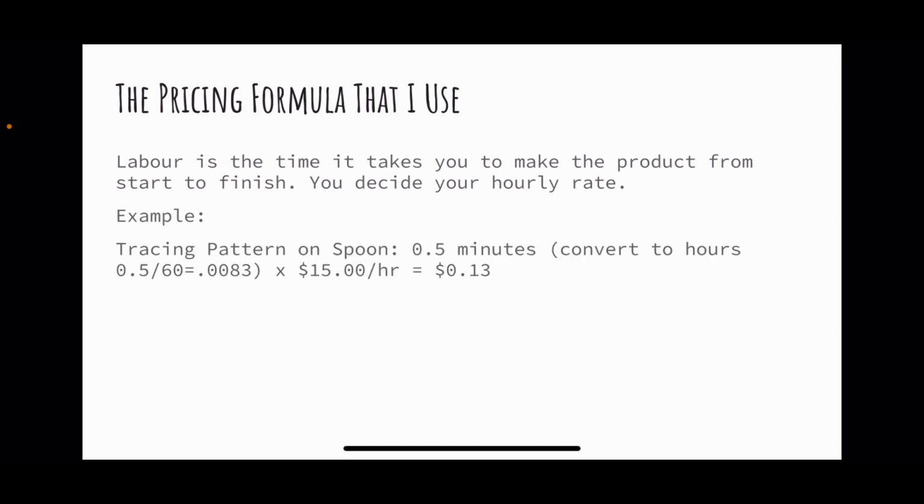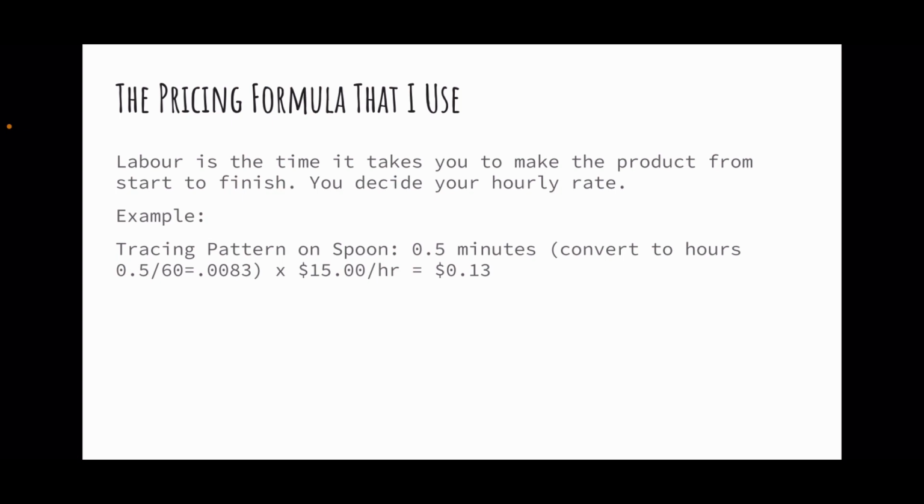All right, so for our example continued, there's going to be 3 steps involved with this. So tracing the pattern on the spoon typically takes me about half a minute. We need to convert this to hours. So we're going to take the 0.5 minutes and divide that by 60. That is going to get us 0.0083. And we're going to times that by $15, which is going to get us 13 cents for that half minute.